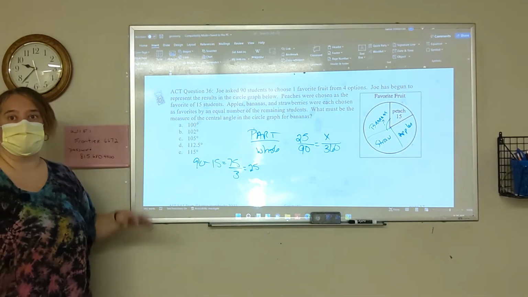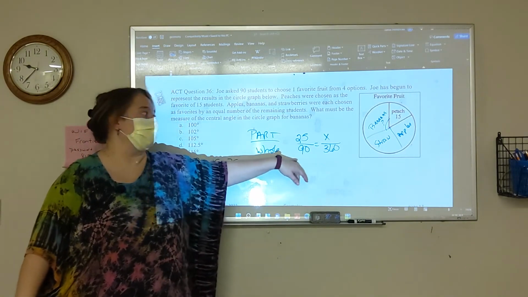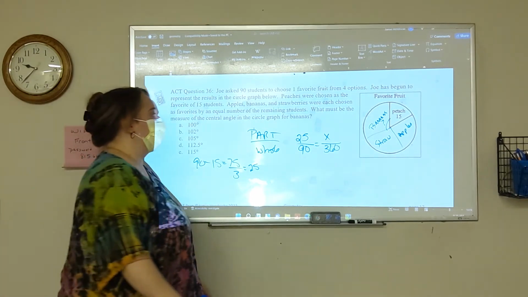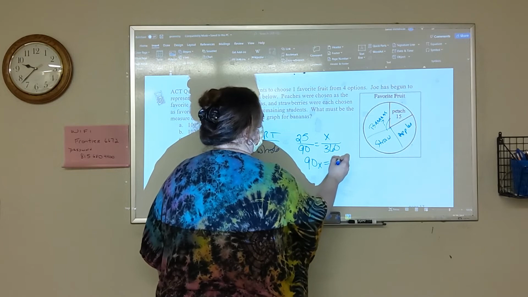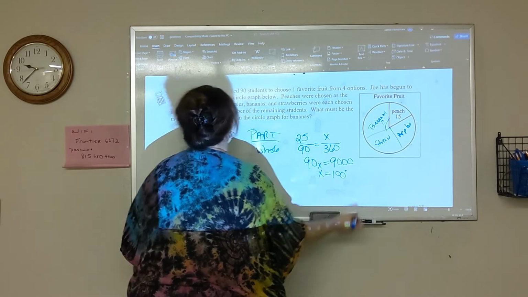Anytime you're asked for a central angle in a problem, your right side will always be x out of 360. You're just going to have to figure out what the left looks like. And then cross multiply. So 90x equals a very large number. I think it's 9,000. Because I'm pretty sure you're supposed to come up with 100.